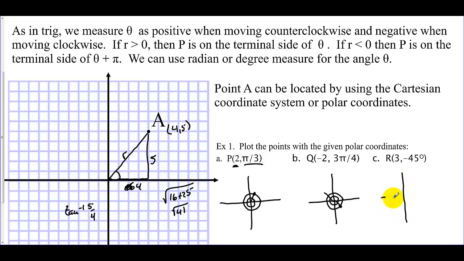For letter C, or point R, we'd have to go to the third circle. There's 1. There's a radius of 2. Here's a radius of 3. And we have to go negative 45 degrees. So that would be down there, right there. There's point R.